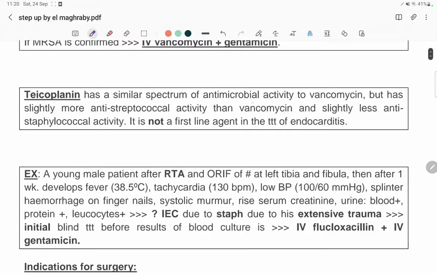Teicoplanin has a similar spectrum of antimicrobial activity to vancomycin, but has slightly more anti-streptococcal activity and slightly less anti-staphylococcal activity. It is not a first-line agent in the treatment of endocarditis.